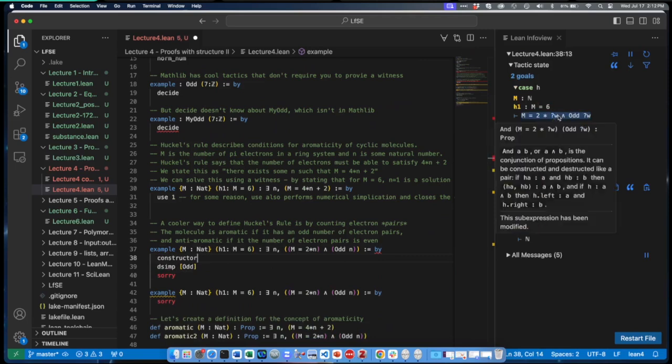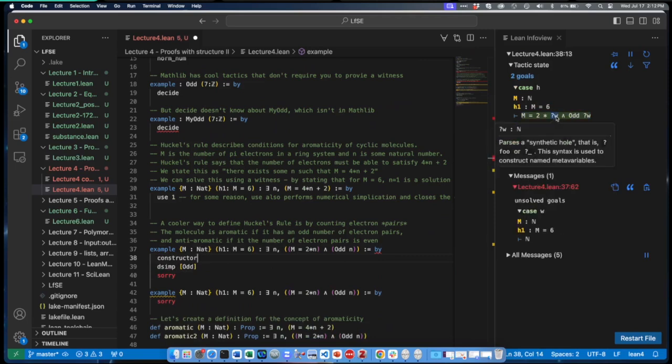Question W, okay, it has a type. Question W has a type, it's type nat. But this is a synthetic hole. It's used to construct named meta variables. It's kind of weird. You need to know a bit more about Lean in order to know what those error messages mean. But bottom line, it's not in the right direction.